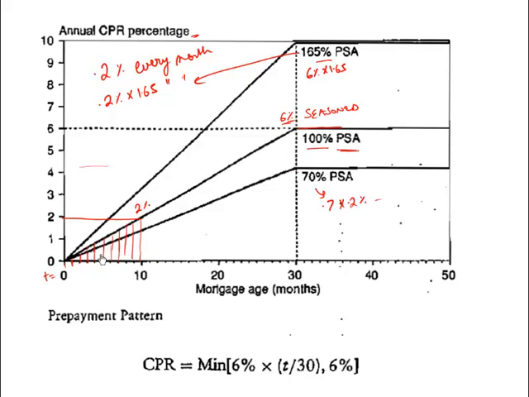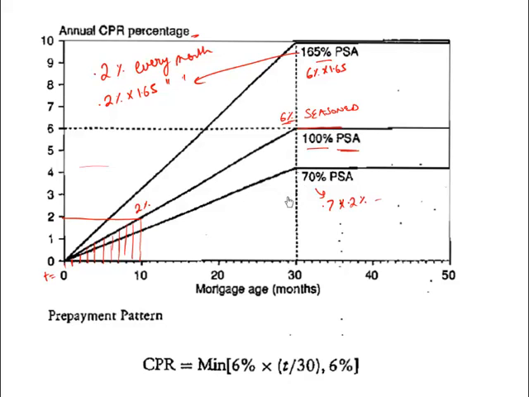So, these are just some guideline rates that you can use for modeling the cash flows of a mortgage-backed security. Please note, prepayments mean principal is coming back faster, or future interest will decline.